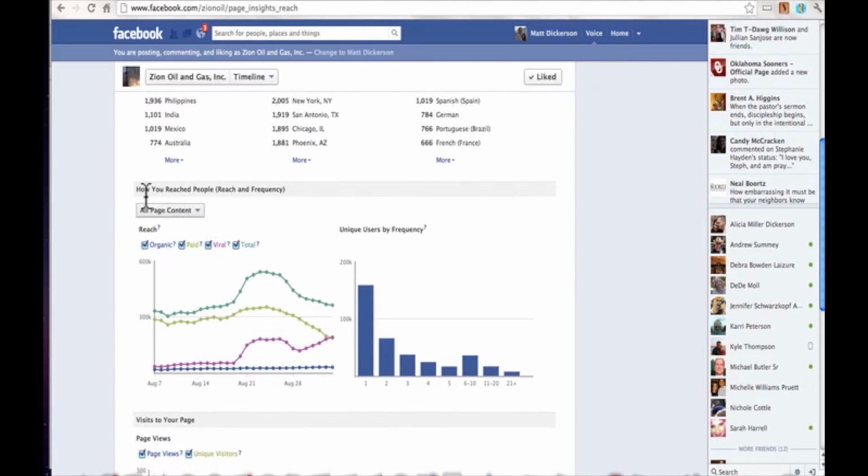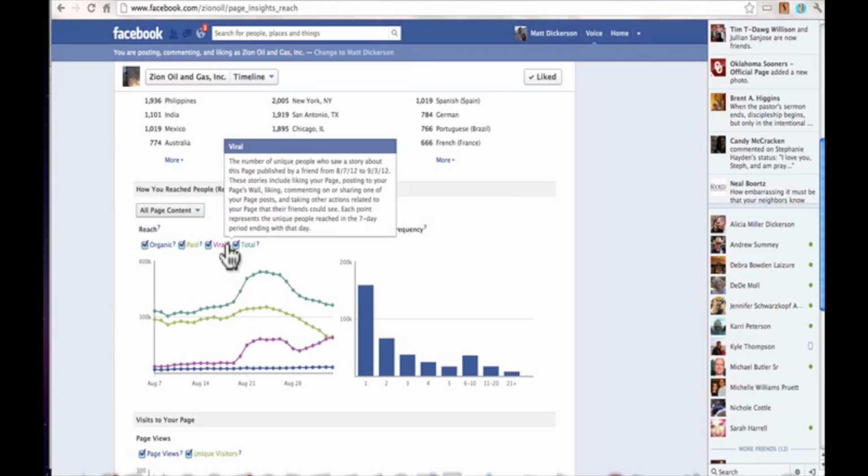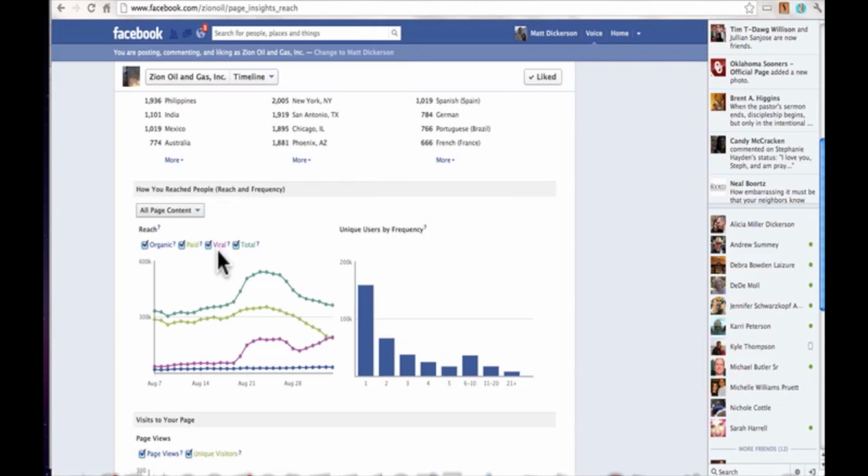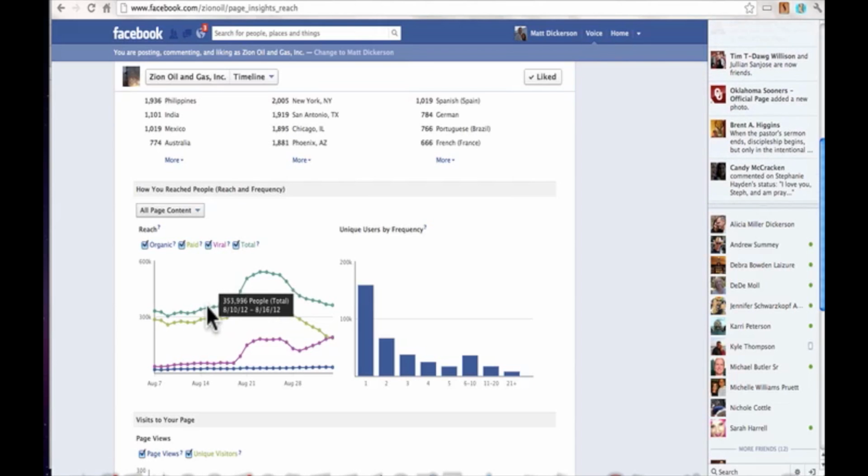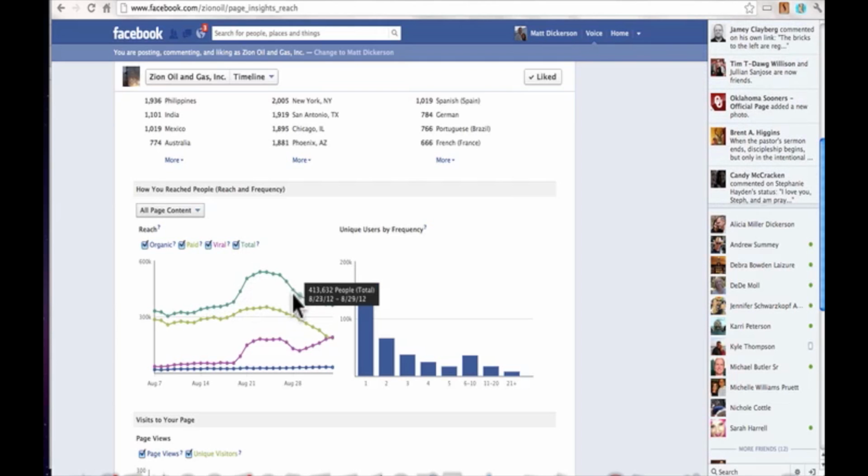And finally, how you reached people. Now again, organic, paid, which are your ads, viral, which is just from your friends that are talking about it, and then the total. You can see the total here, paid here, viral here, organic here. So you can see a lot of activity going on there.